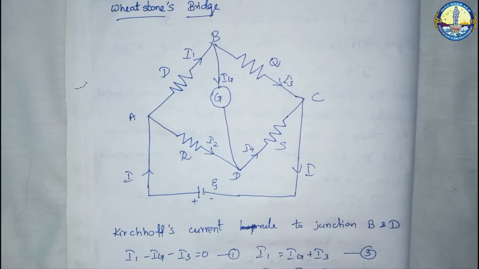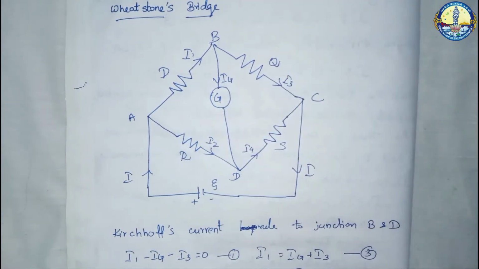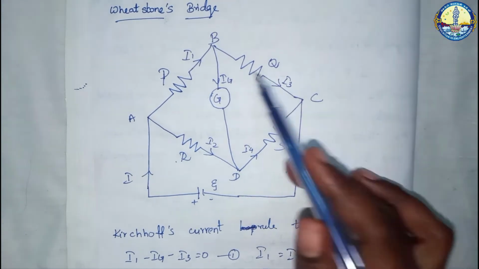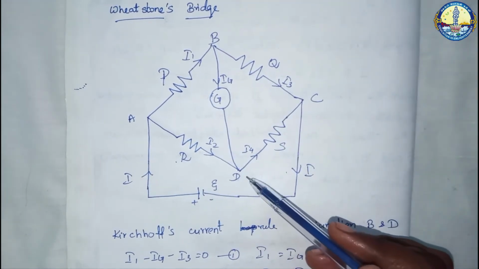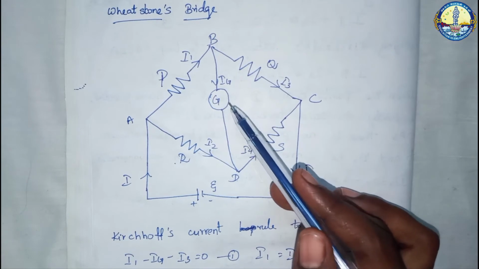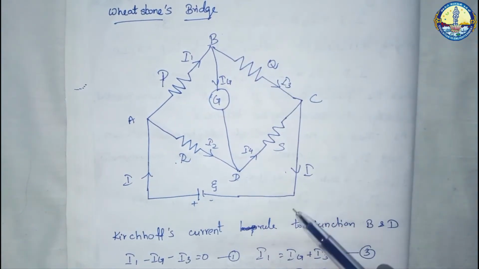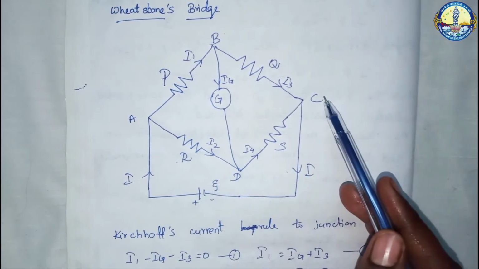Wheatstone's bridge. An important application of Kirchhoff's rule is the Wheatstone's bridge. It is used to compare resistances and also helps in determining an unknown resistance in an electrical network. The bridge consists of four resistances P, Q, R and S connected like a bridge as shown in this diagram. A galvanometer G is connected between the points B and D. The battery is connected between the points A and C.